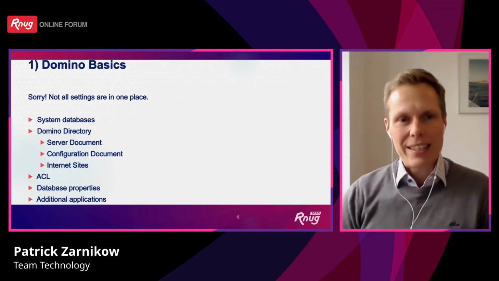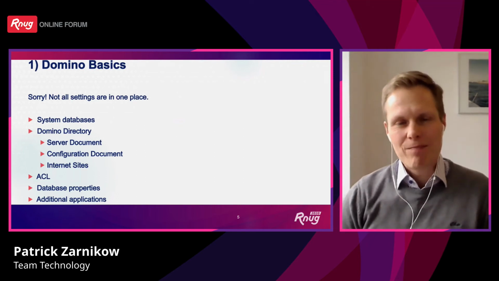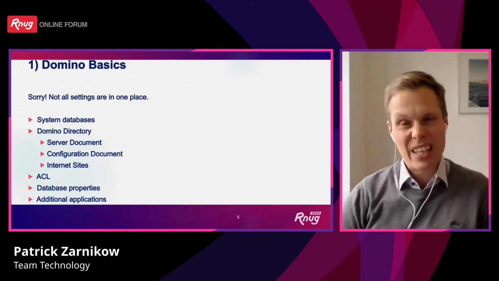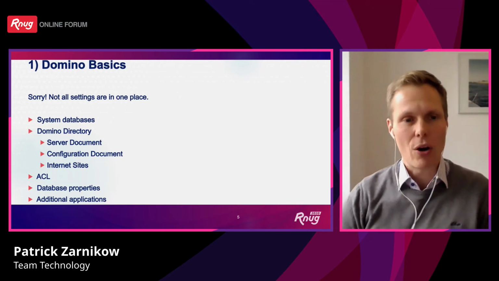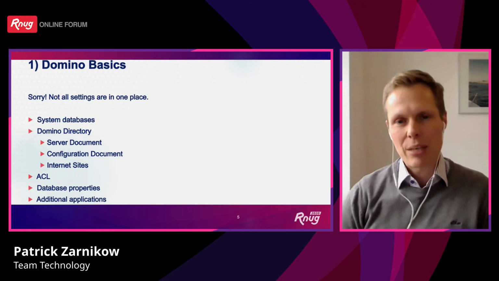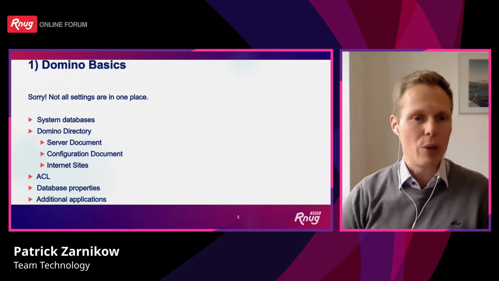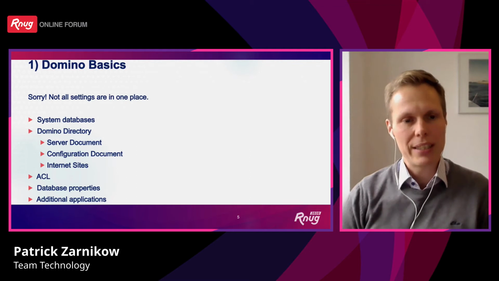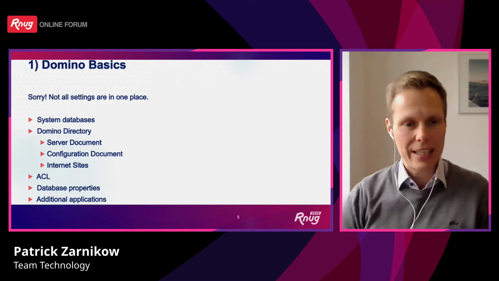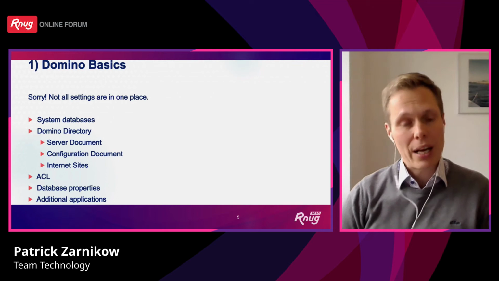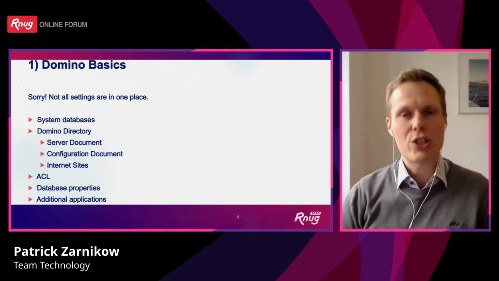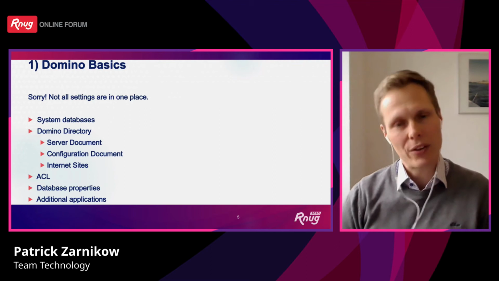When we take it to Domino basics, we have to say, sorry, not all settings are in one place. They are all around in different places on the Domino server. So we have system databases we have to take a look at. We have the Domino directory with a lot of settings and possibilities here. We have the ACL, the access control list of every single application you put on the Domino server. And the database properties we can take a look at. And there are also additional applications that can help you make the Domino server more secure. And we will cover them all today in the first part.